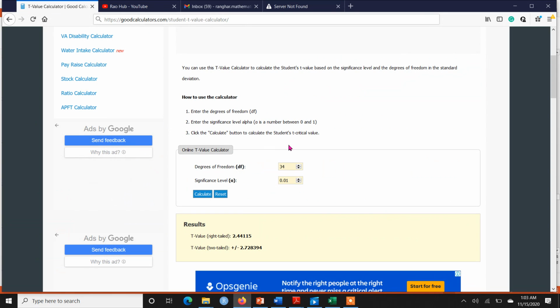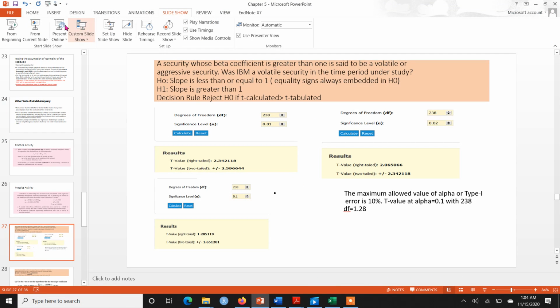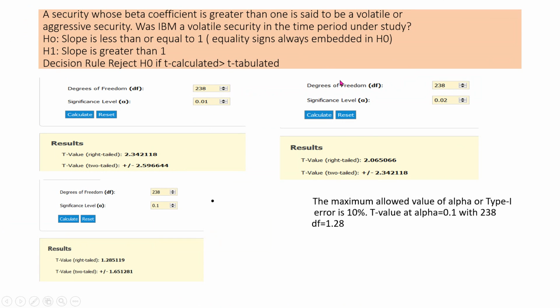This is a typical layout. You have to enter the values of degrees of freedom and the level of significance, and then you calculate, and t values are calculated here. So this was the screenshot that I was discussing. Even in the question, we are not given any value of alpha, so we can test the hypothesis at 1%, 2% or any value. The maximum allowed value for alpha is 0.1. So even if I test at the maximum allowed value of 0.1, the t value corresponding to the one-tailed test is 1.28.